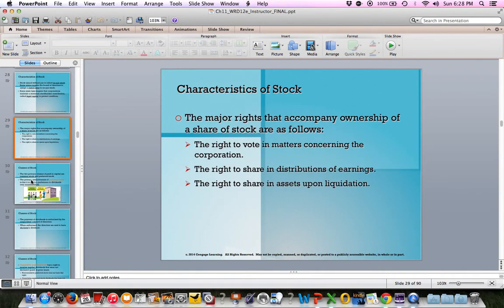The major rights that accompany ownership of a share of stock include the right to vote in matters concerning the corporation, and usually it's a matter of voting for who's on the board of directors and who does the audit. The right to share in distributions of earnings, and the right to share in assets upon liquidation if the company decides to liquidate.